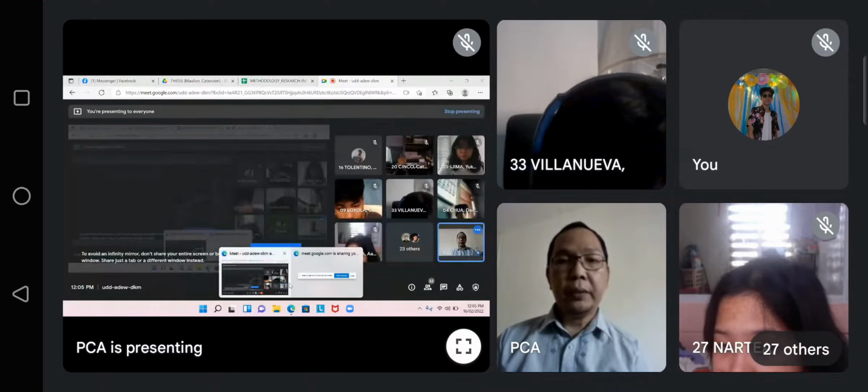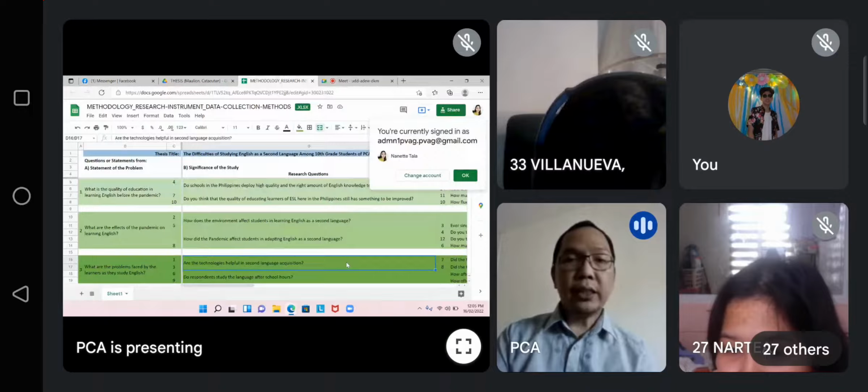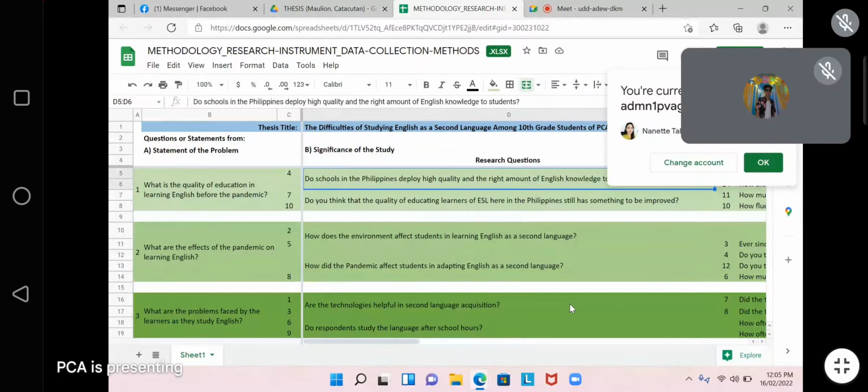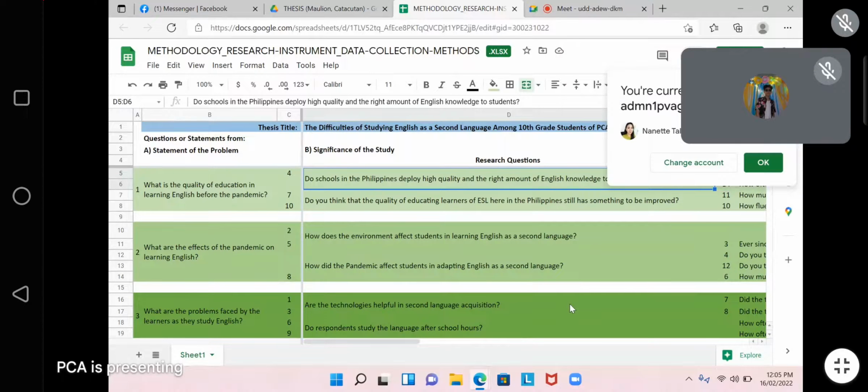Again, why? Because tignan nyo siya. Ayan. This one are from your SOP, statement of the problem. And then further, they are related to significance of the study. Your questions. What's the significance of the study? It might be questions or statement. And then further research questions will be created based on those.